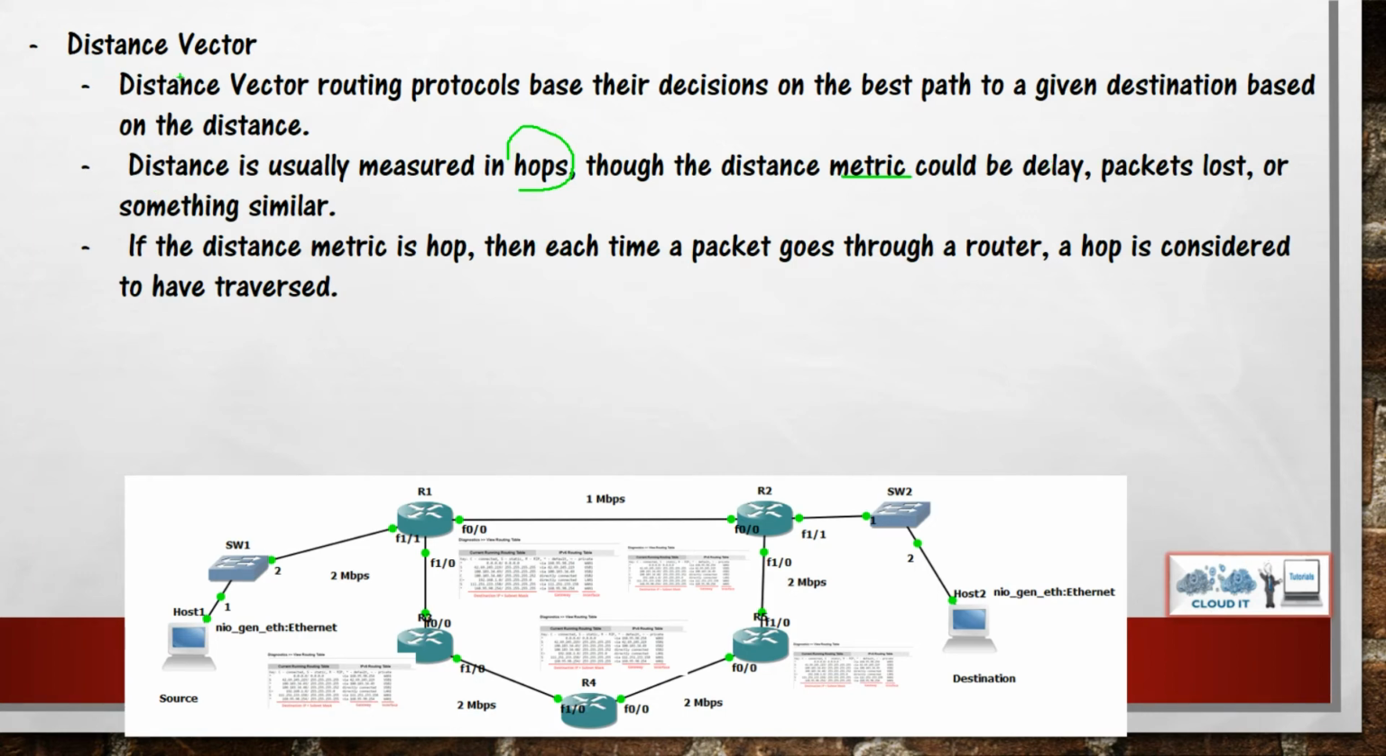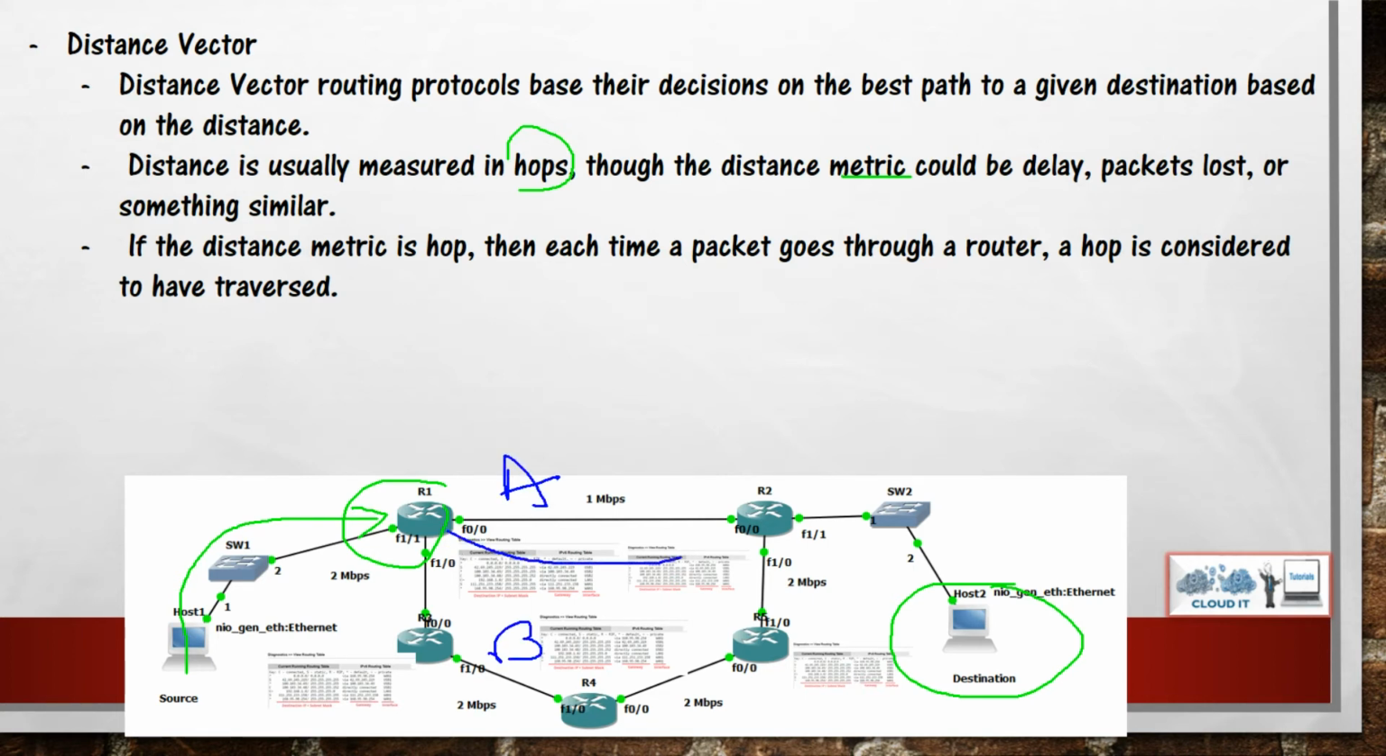But distance vector routing protocols use hop counts. So as you can see in this diagram, when the source forwards the packet towards R1, R1 is acting here as the gateway for the source. To forward the traffic towards the destination, R1 has two options: either to use path A or path B.